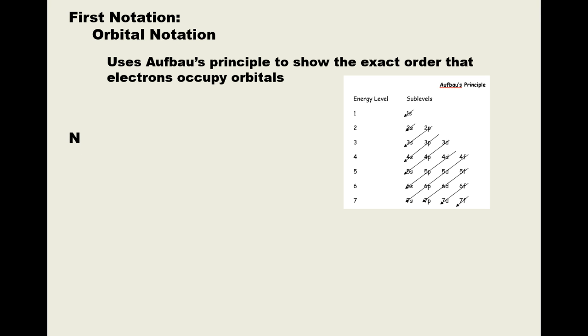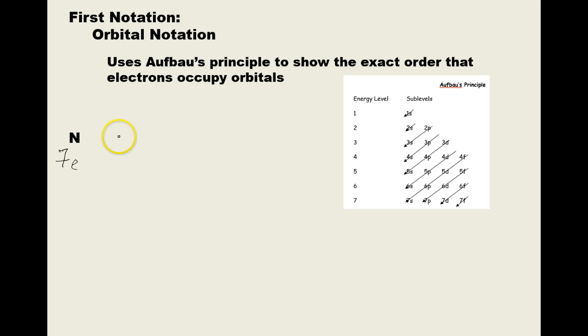Now, the first thing that you have to do is come up with the number of electrons that the element has. And how do you do that? Well, you look on the periodic table, look at the atomic number, and the atomic number for nitrogen is 7. So that tells us that nitrogen has 7 electrons. So here's what we're going to do.